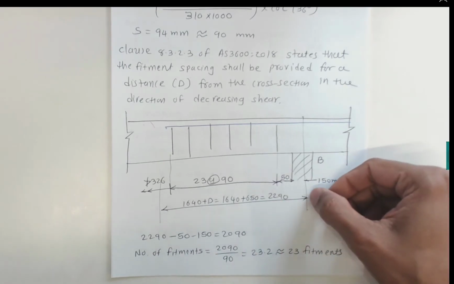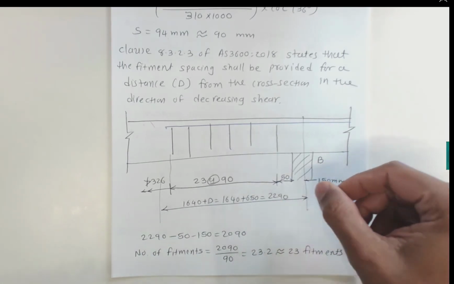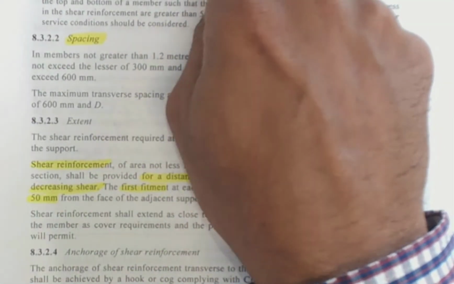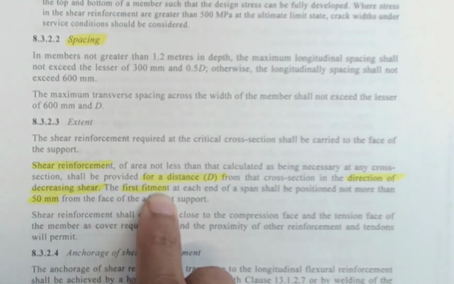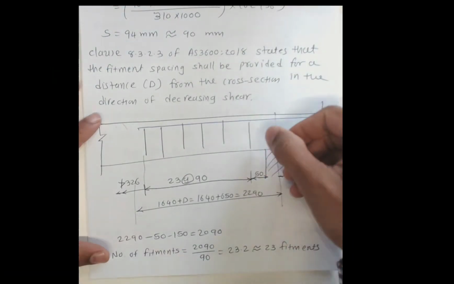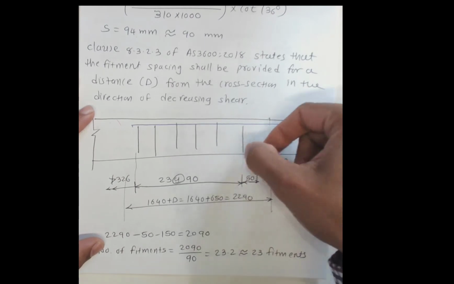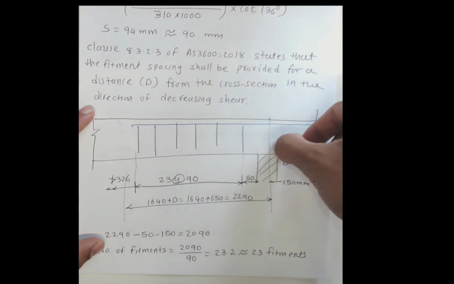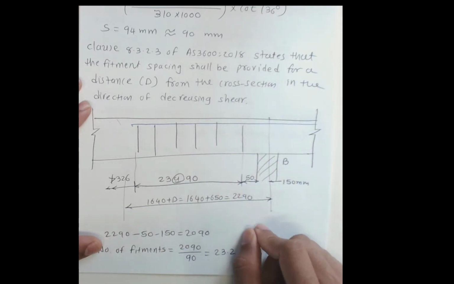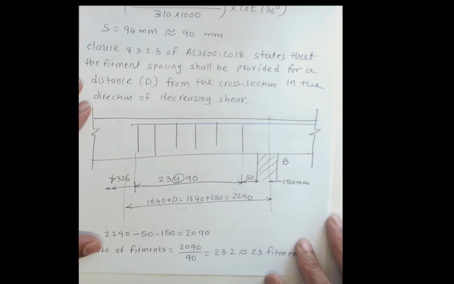Please note, this is measured from the center of the supports, and the first fitment should be provided 50 millimeters from the surface of the support. That is again written in the same clause, 8.3.2.3 on page number 125. It says the first fitment should be positioned not more than 50 millimeters. So we take 50 millimeters to position the first fitment, and that makes sense because this is the starting point of these fitments. We can't put these fitments farther away than 50 millimeters.